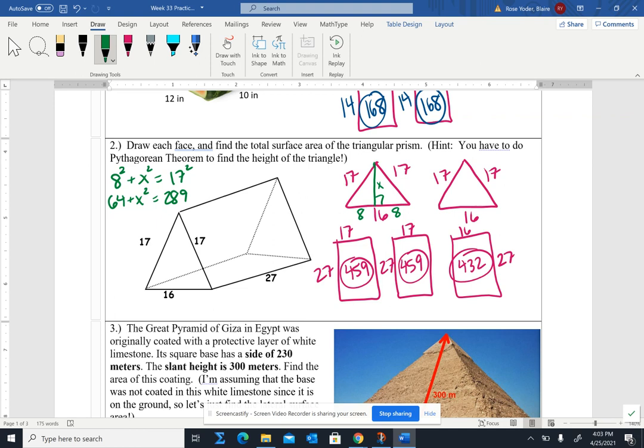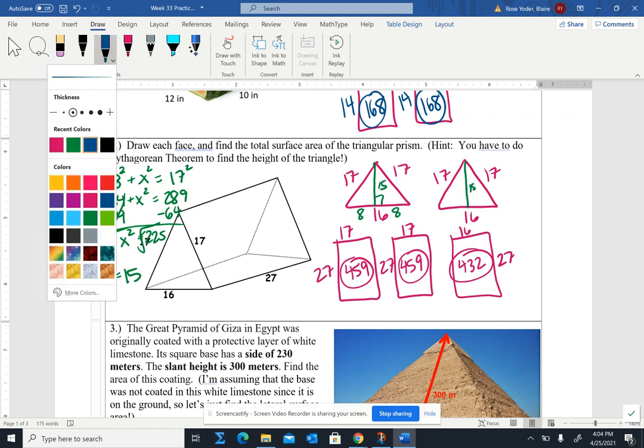If you don't know it, then you just do a quick Pythagorean theorem. So I squared the 8 and the 17, and now I'm subtracting 64 from both sides, and 289 minus 64 is 225. Square root of 225 is 15. So these triangles have a height of 15. So let's do our area calculation.